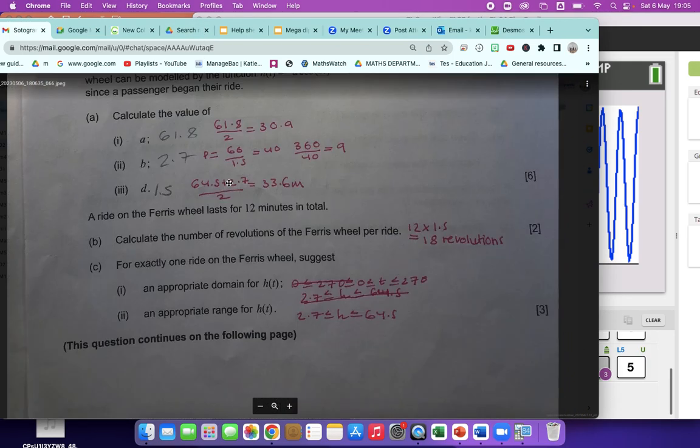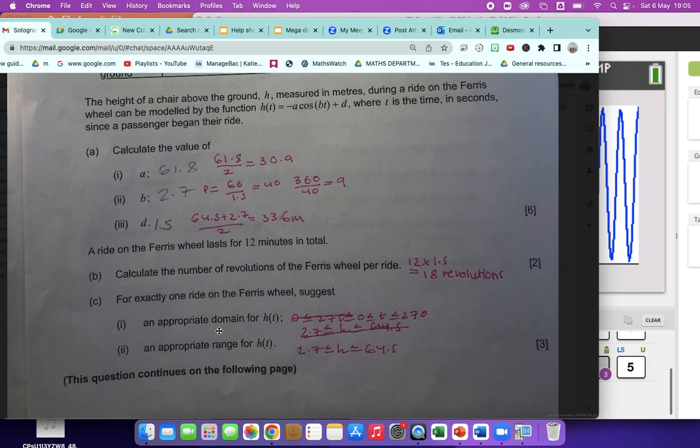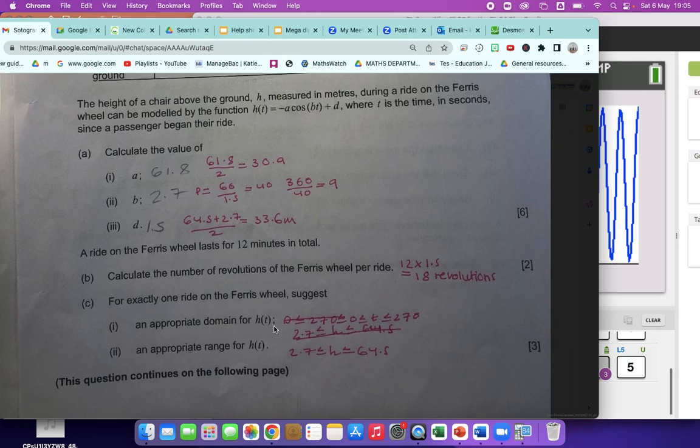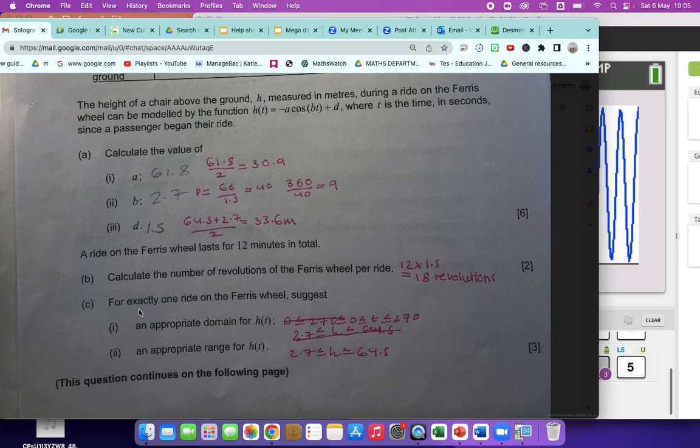So if we want to have a look at the domain for h of t, this is the x values. So it says exactly one ride on the Ferris wheel. So we've said this lasts 12 minutes, and it's going to be 18 revolutions altogether. So we want to find out what happens after 18 revolutions. So how do we do that?